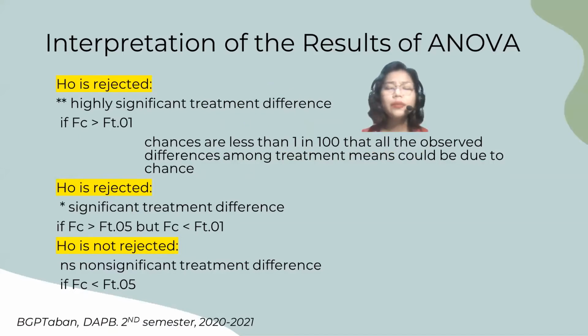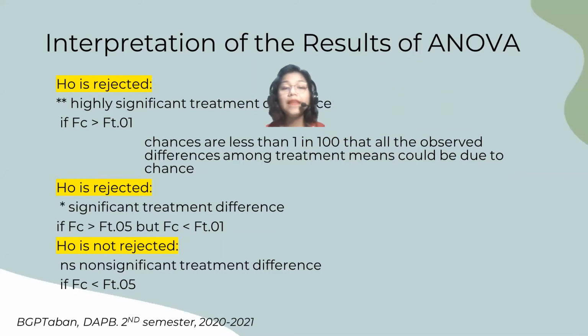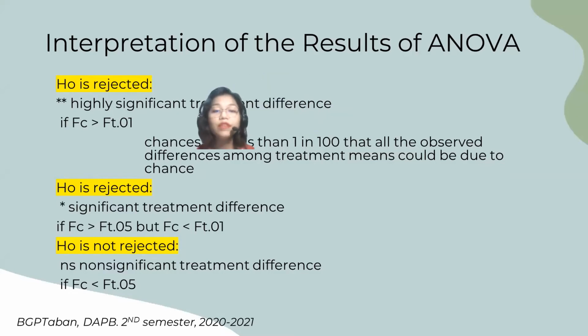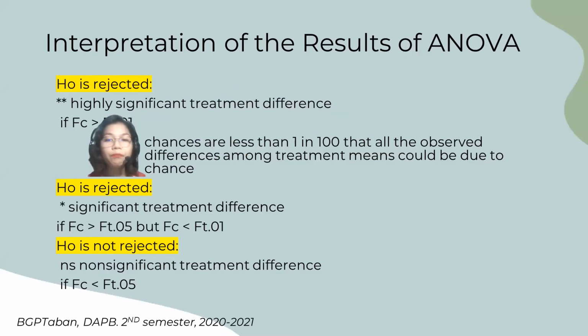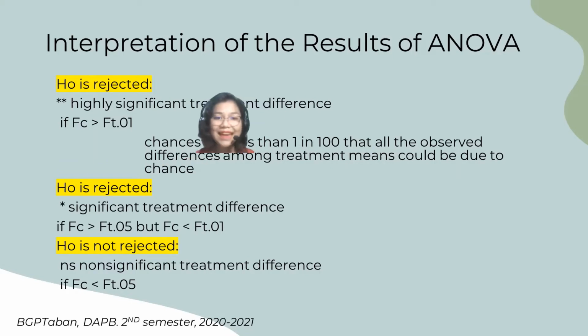So how about the interpretation of the results of ANOVA? Actually, you are familiar with this. HO, or the null hypothesis, is rejected. So considering it's highly significant with 2 asterisks, there is a treatment difference if the computed F is greater than the tabulated F at 1% or 99% confidence level. Chances are less than 1 in 100 that all observed differences among treatment means could be due to chance.